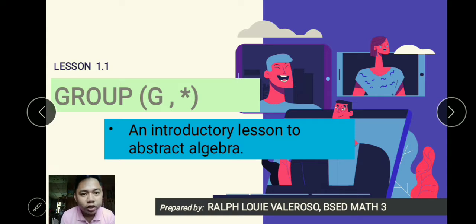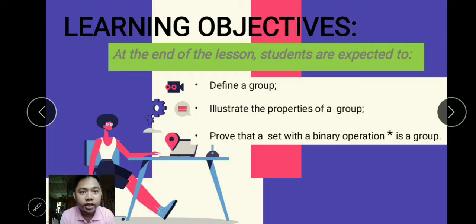So before we proceed to the formal discussion, let's have first our learning objectives so that we will be provided with a clear purpose on which to focus upon learning this lesson. At the end of the lesson, students are expected to define a group, illustrate the properties of a group, and prove that a set with a binary operation star is a group. I'll expect this from you, students.